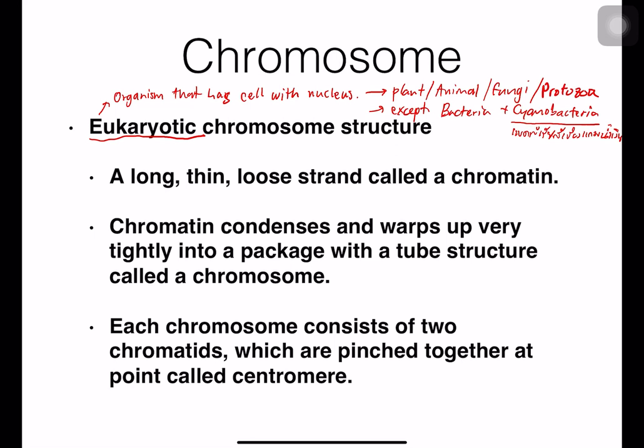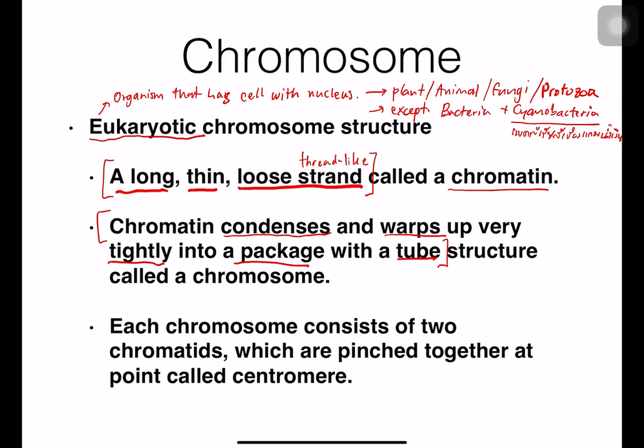The character of the eukaryotic chromosome is that it has a long, thin, and loose strand. Strand means a thread-like structure, and we call this a chromosome. So this is one definition. Later, the chromosome is condensed, wrapped up, and packed together into a tube structure, so we can call it a chromosome. This is the definition of chromosome, the tube-like one.